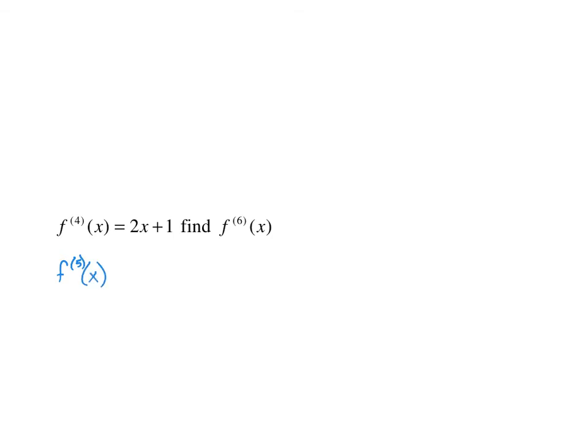If I get the fifth derivative with respect to x, it would be what in this case? 2. So then what would the sixth derivative equal? Well, it exists, it equals 0. And actually, once I get to this point, the seventh derivative is 0, the eighth derivative is 0, the ninth derivative is 0. Yeah, okay?